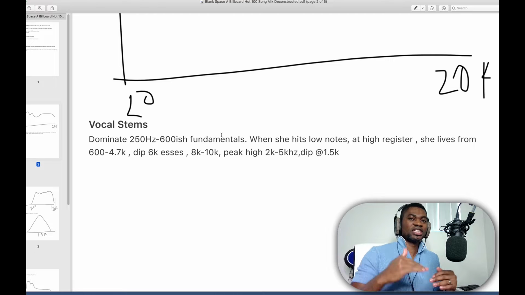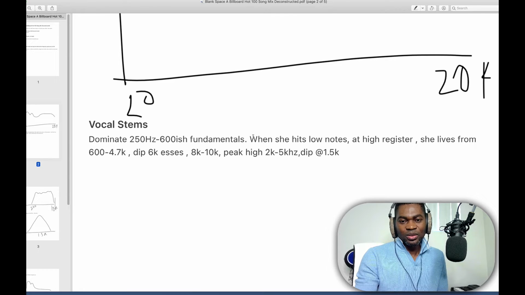When you sing, the key goes up and down in frequency. But that's where all the fundamentals of what she's singing are. When she hits low notes, she's hitting those 250 and 600. When she hits a high register, it probably goes to 600, 700. She lives between 600 and 4.7K.